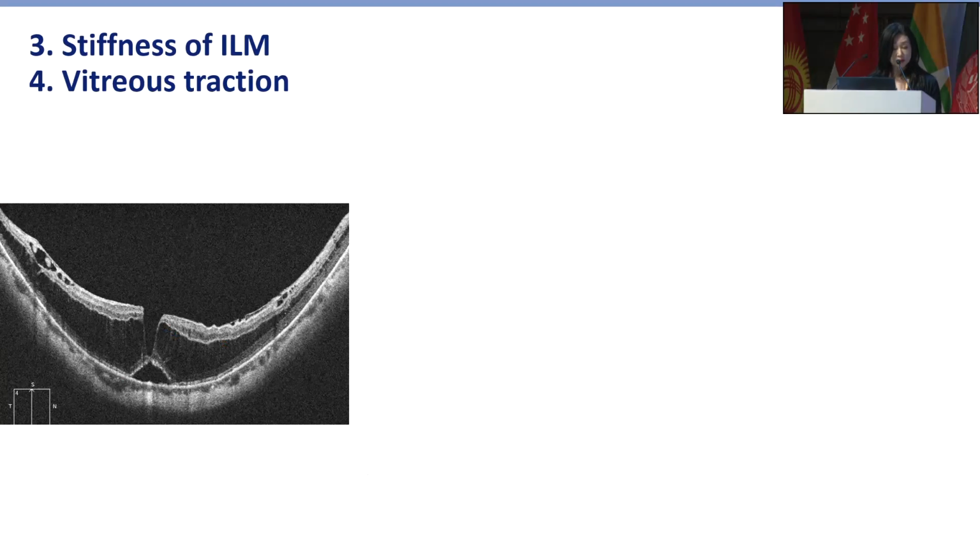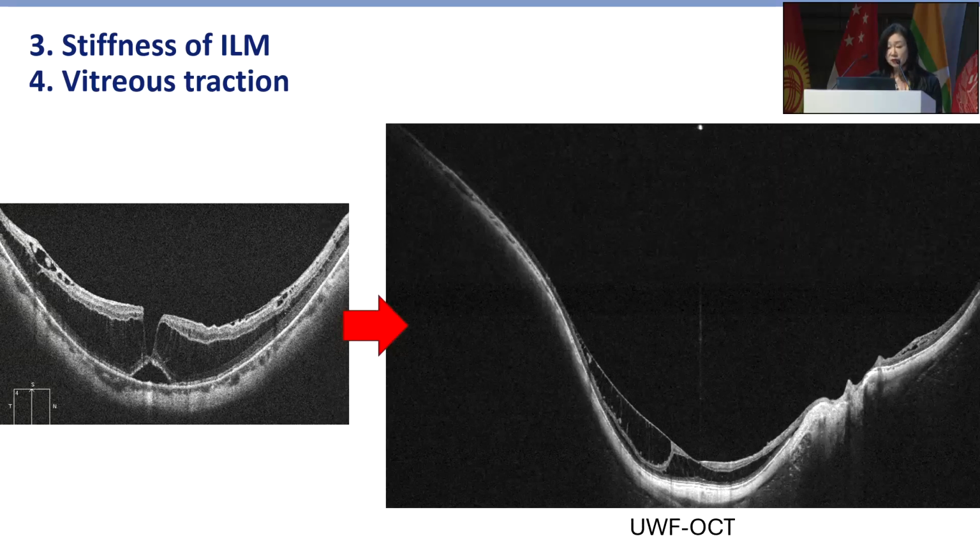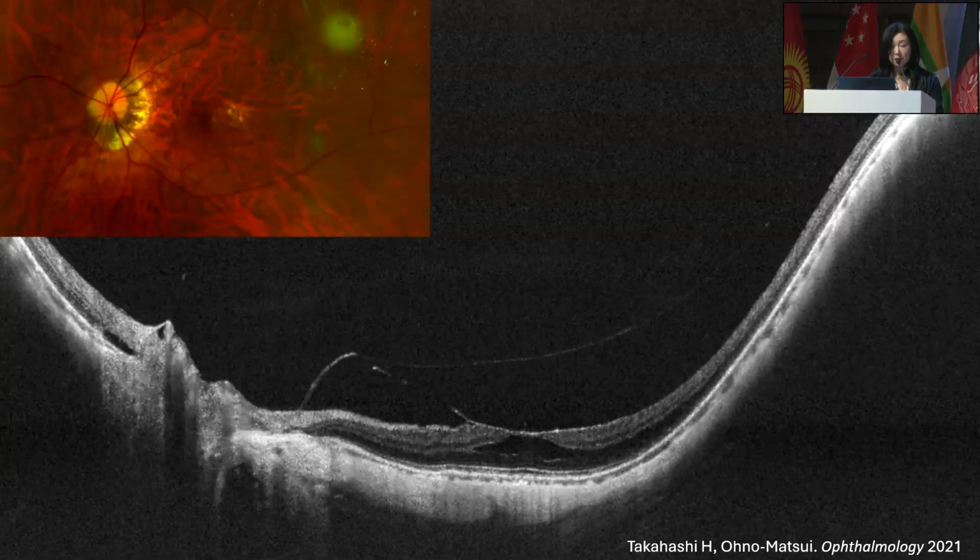Next, stiffness of the ILM and vitreous traction. While 6 mm scans provide information only around the macula, wide-field OCT images reveal the full extent of retinoschisis and its underlying causes. In this patient, the staphyloma edge is seen here with the inner and outer retinoschisis confined to the staphylomatous area, suggesting that staphyloma significantly contributes to tractional maculopathy development in this patient. But although wide-field OCT is highly useful, cross-sectional images alone may not fully reveal the root cause of tractional maculopathy.